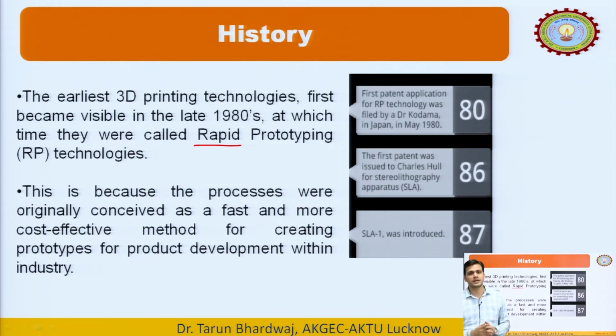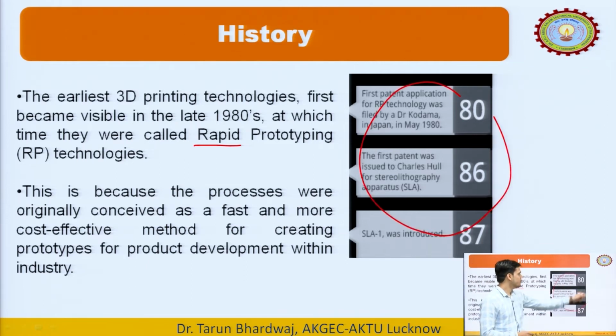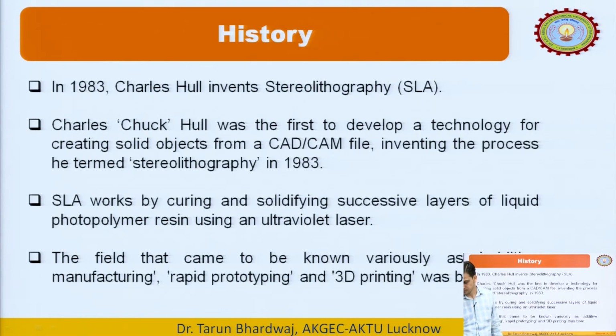As you can see, this table is given here. In the 1980s the first patent application was given by Dr. Kodama in Japan in May 1980, and after that in 1986 the first patent was issued to Charles Hull for SLA, that is stereolithography, the first technology developed in additive manufacturing. Then in 1987 the SLA-1 was introduced. So Charles Hull was the first to develop the technology.